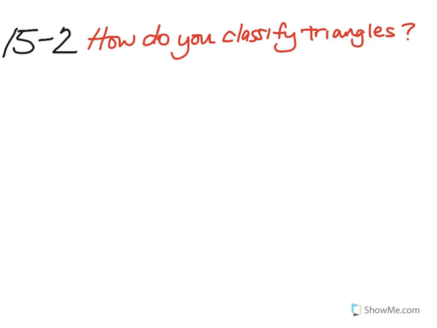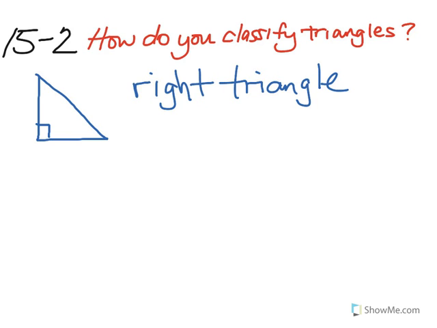You can also classify a triangle by the measures of its angles. For example, a right triangle has exactly 1 right angle equal to 90 degrees, and this can usually be identified by the box seen down in the corner.